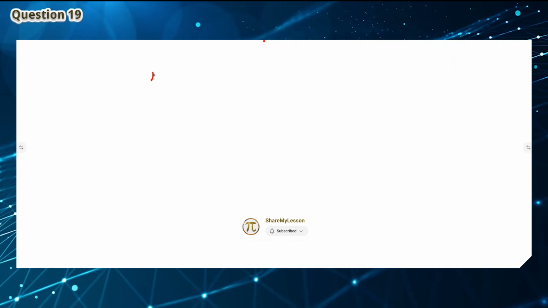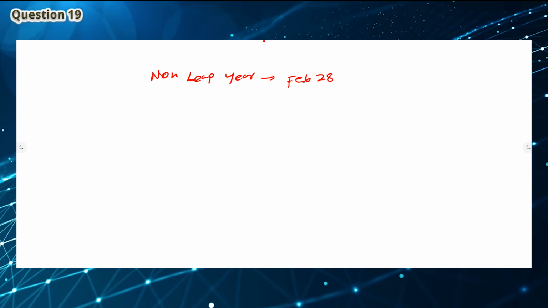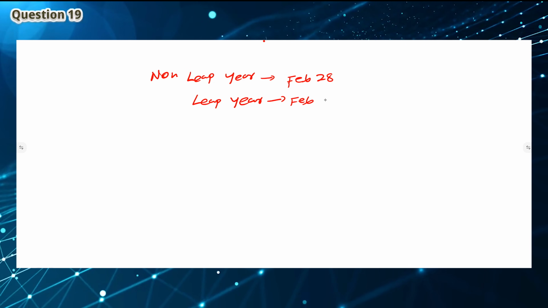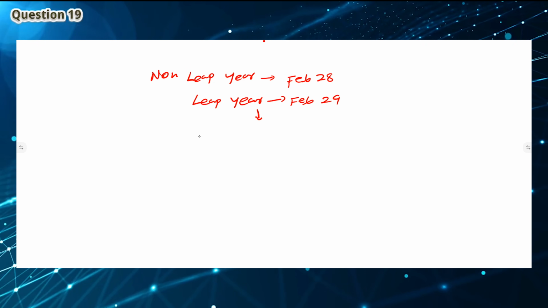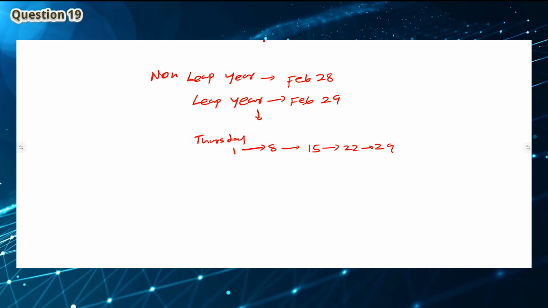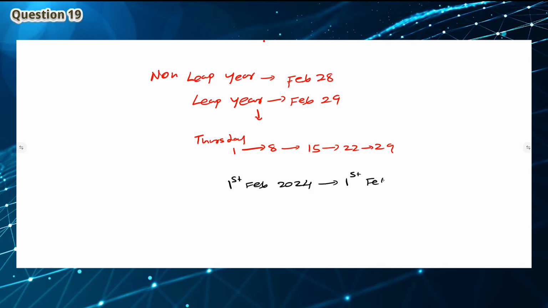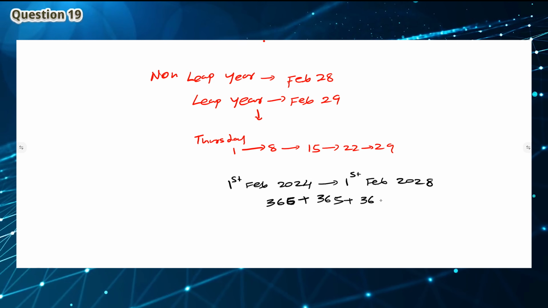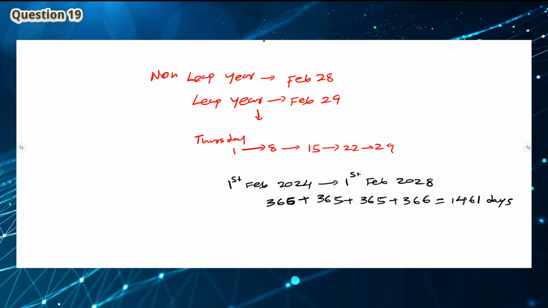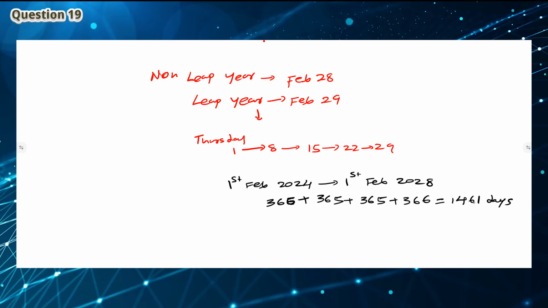On a non-leap year, February has 28 days, so it has 4 of every day of the week. Only in a leap year, when February has 29 days, can there be 5 Thursdays, and only when the 1st of Feb is a Thursday. From 1st of Feb 2024 to 1st of Feb 2028 is a total of 1,461 days, which is 208 weeks and 5 days. So the 1st of February 2028 is Tuesday.